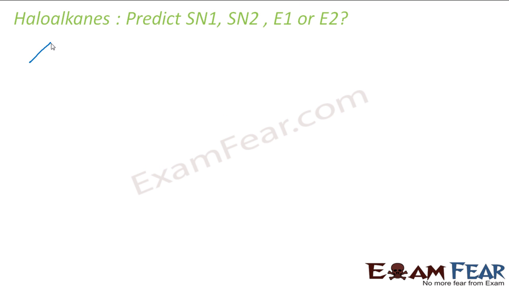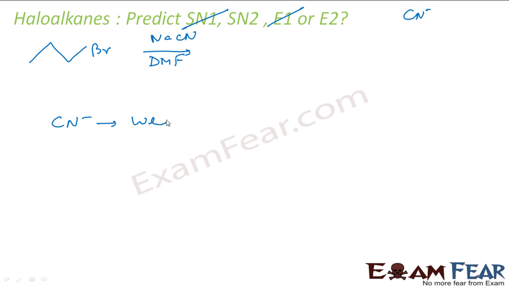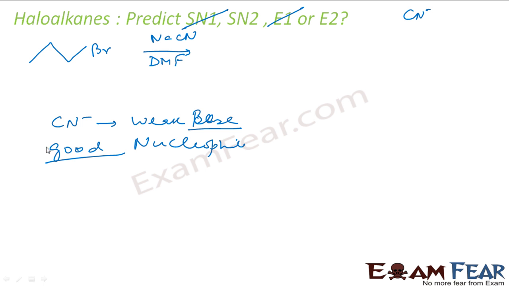Let's take this reaction. I have this compound and I have NaCN in here. And let me use again aprotic solvent DMF. So this is again, since it is an aprotic solvent, I can rule out SN1 even. Now let's talk about CN minus. CN minus is what? A weak base. We have seen CN minus, Cl minus, I minus, the weak base, and it is a good nucleophile. Why good nucleophile? There's a negative charge.